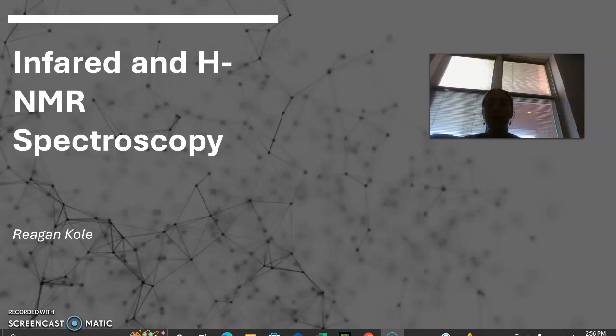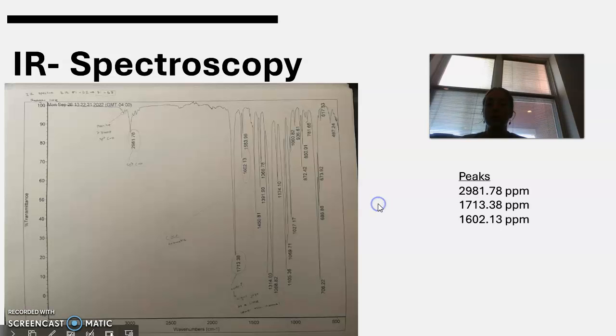So my name is Reagan Cole, and this is the infrared and hydrogen NMR spectroscopy for unknown samples. First I'm going to start off with the IR spectroscopy. The purpose of performing this is to know the different types of bonds in a molecule, so knowing the different bonds that are present in an unknown sample.